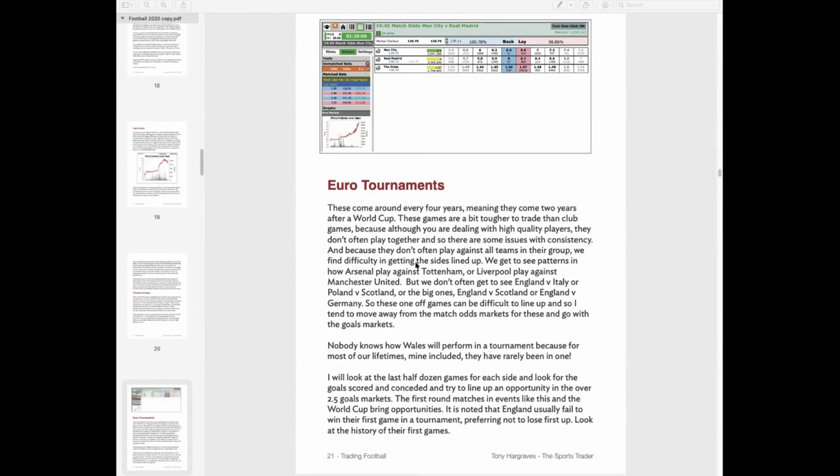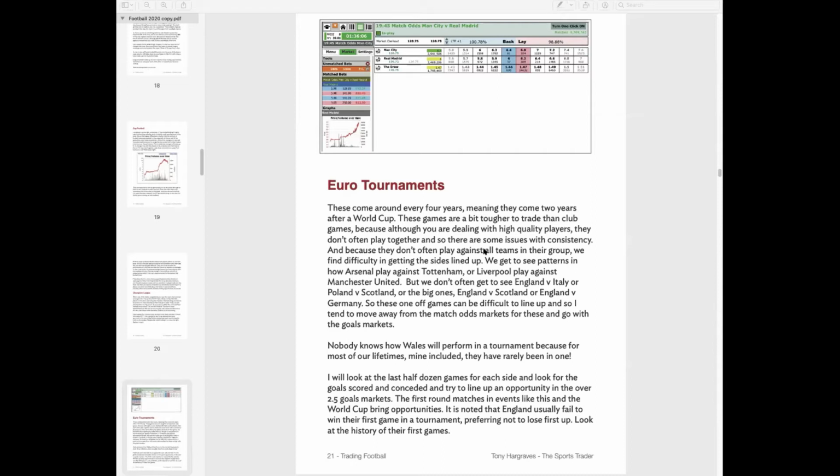And Euro tournaments, they come around obviously every 4 years, 2 years World Cup, and then 2 years later the Euro. They're a bit tougher because you're dealing with the high-quality players. They don't often play together as a team, and then the teams that they're in don't often play against the other teams. So, for example, we don't often see England playing Spain or England playing Germany or England playing France. And then when you think the England team is made up of a load of other teams, it's really tough sometimes to try and get a handle on what's the proper price and how they're going.